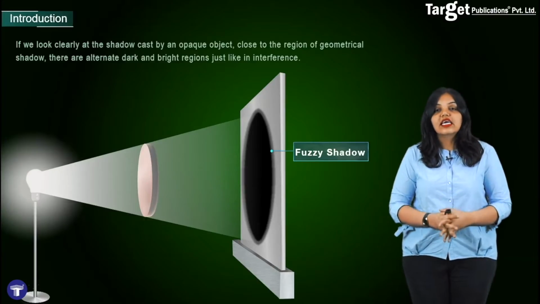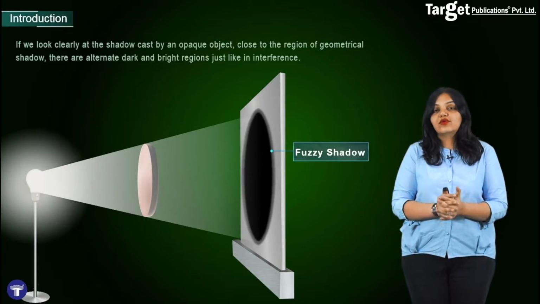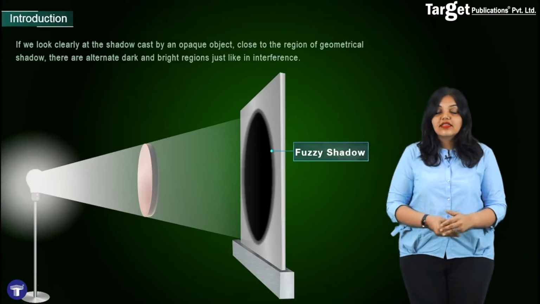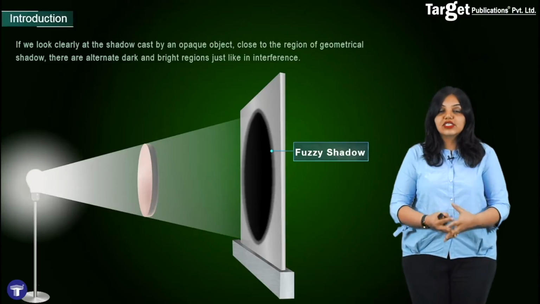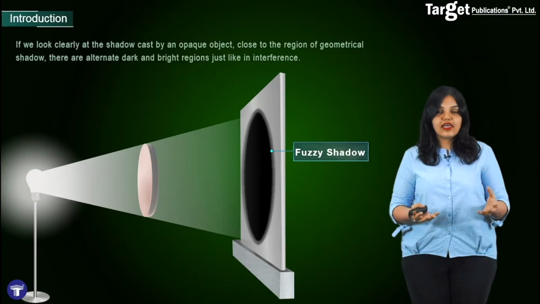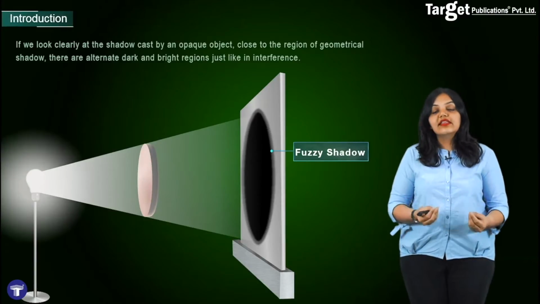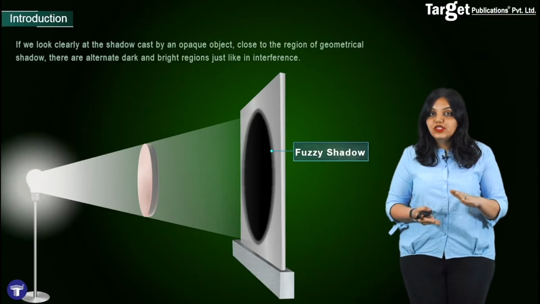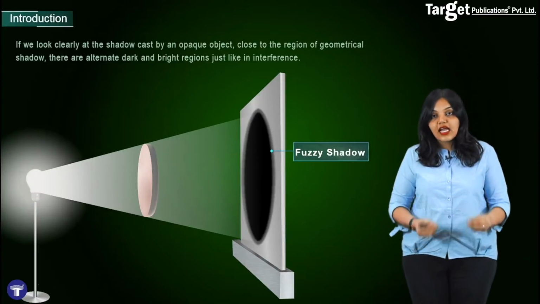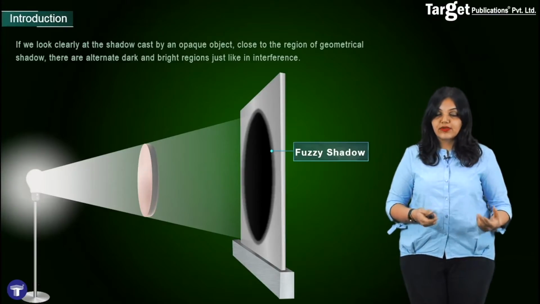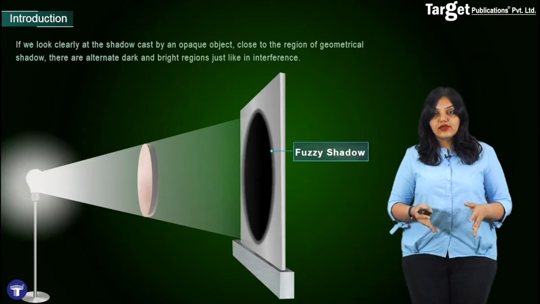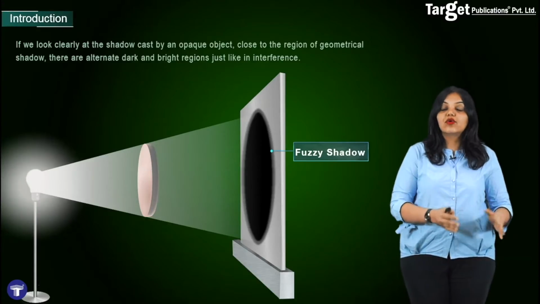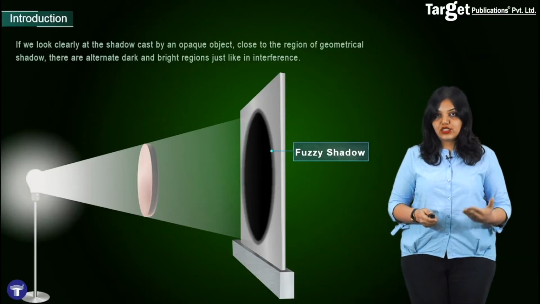And therefore we say that if we look clearly at the shadow cast by an opaque object, close to the region of the geometrical shadow, there are alternate dark and bright regions. And where have we seen these dark and bright regions before? We have seen them in interference. So what is happening at the edges of an opaque object is interesting, and this is nothing but an example of diffraction. So getting a fuzzy shadow, or the fact that light enters into a region which should have been a shadow, is an example of diffraction.